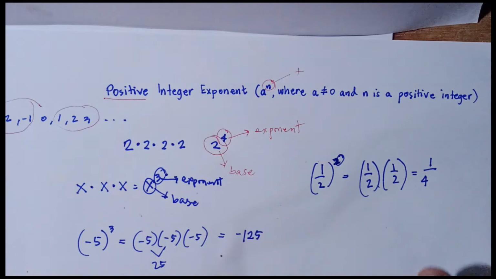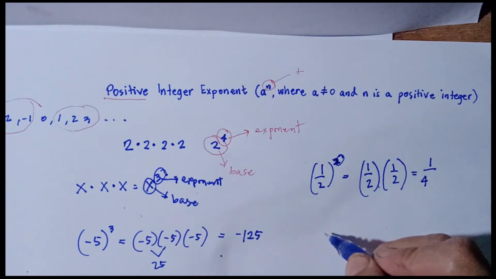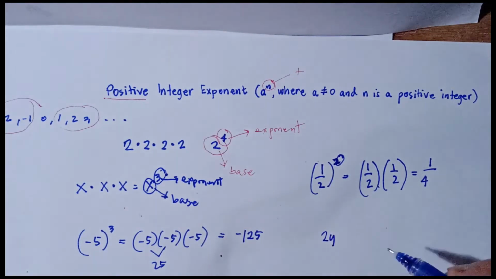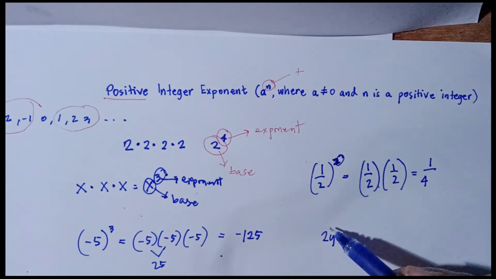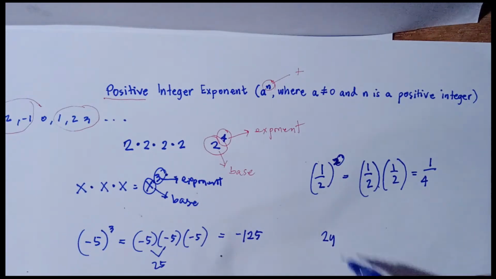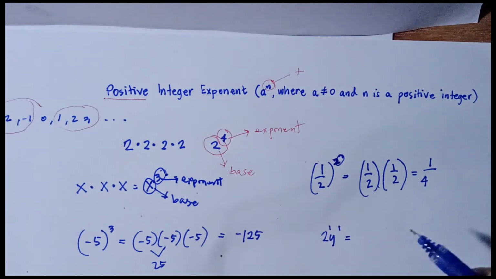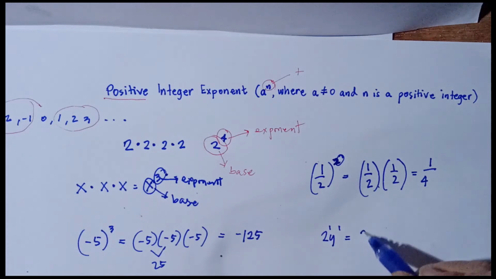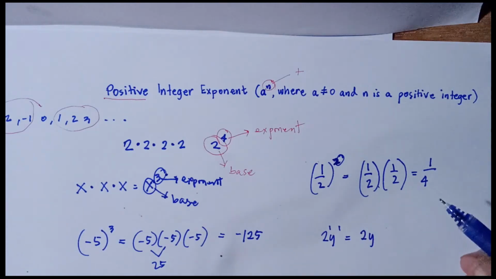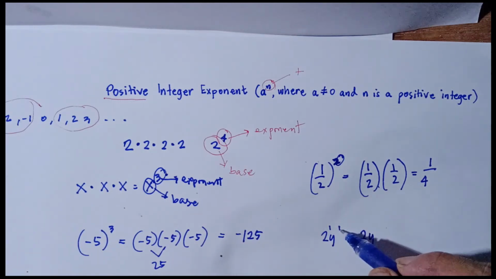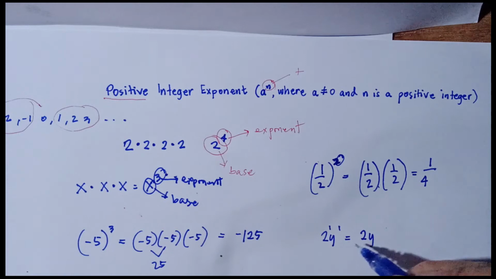Next, we also have an exponent which is 1. For example, 2y. The exponent of 2 is 1, and y's exponent is also 1. So the exponent is 1, and we can omit it, so that we can directly write y.